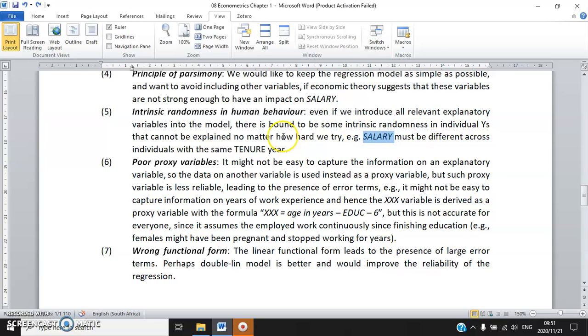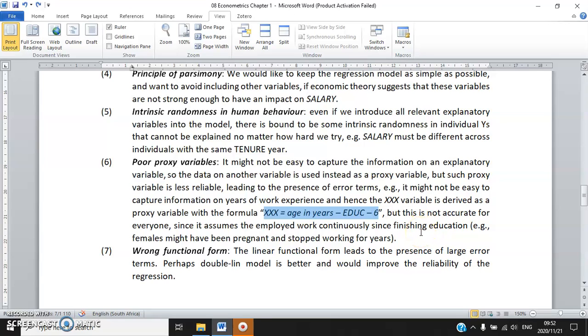I can't expect people with exactly the same 10 years of work, let's say working for 2 years for the current employer, to all earn exactly the same salary. It is impossible. There's bound to be some discrepancy or differences. The sixth reason is the poor proxy variable, which is the proxy of years of work experience. Okay, it is not 100% accurate.